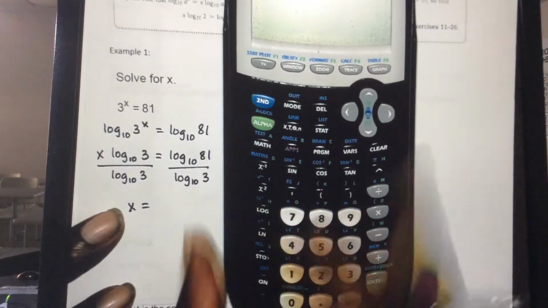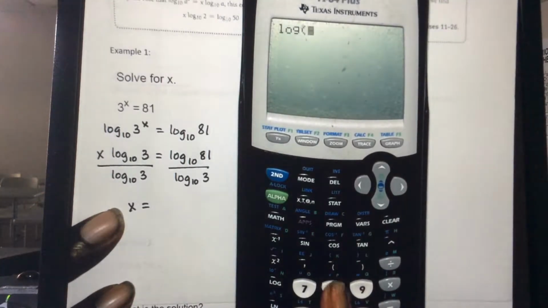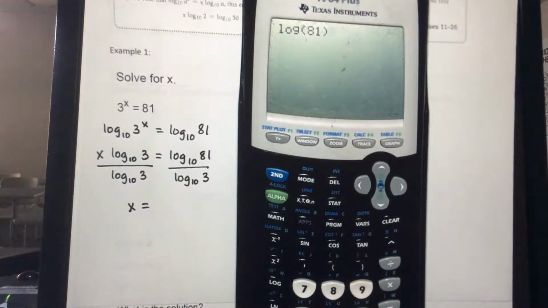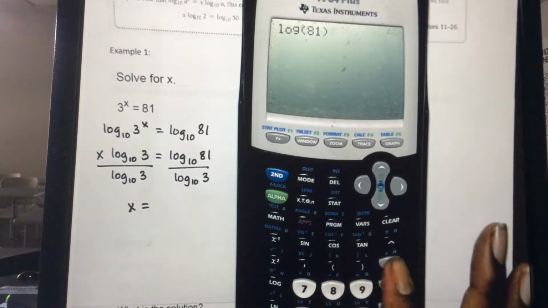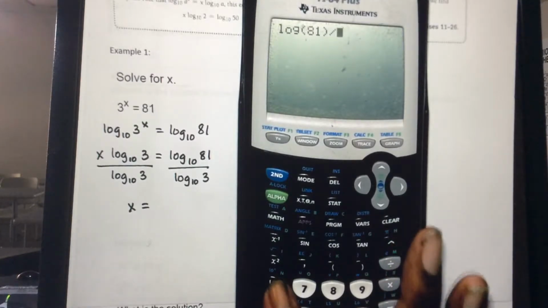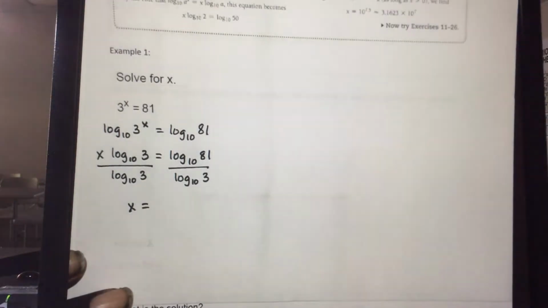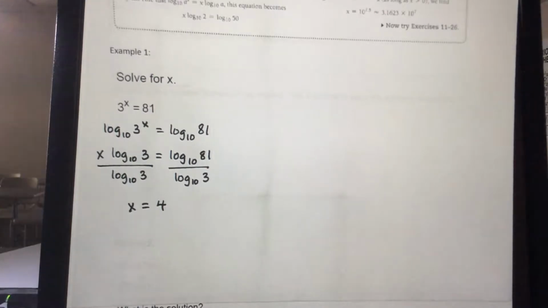So we press the log key and then type in 81. Don't worry about the base 10 because it's understood to be log to the base 10 of 81. And we close the parentheses, divide by, and then press the log key again, and then 3, close parentheses, and then hit enter. That will give you the answer of 4. So x equals 4 is what 3 to the power of x is equal to 81. That's what x is equal to, which is what we're looking for.